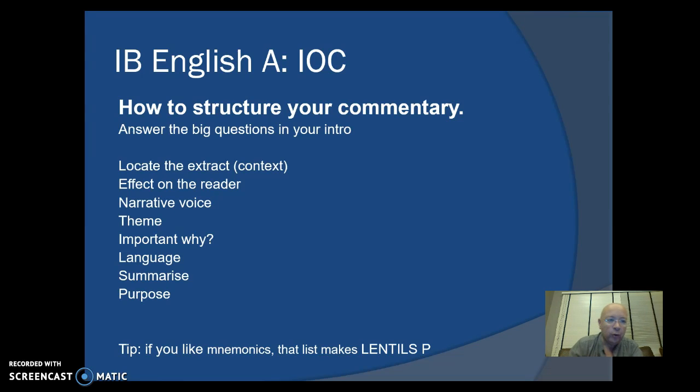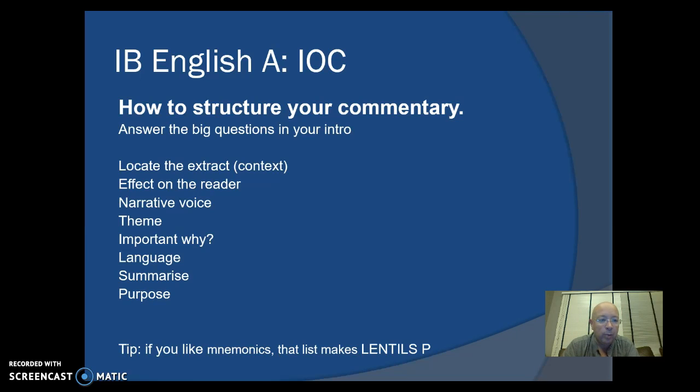Narrative voice is usually worth mentioning somewhere. Is the narrator reliable? Do we trust what they're saying? Have they got a vested interest? Are they biased in some way? Is it a third-person view? Just briefly mention the narrative voice and what its relevance is here.